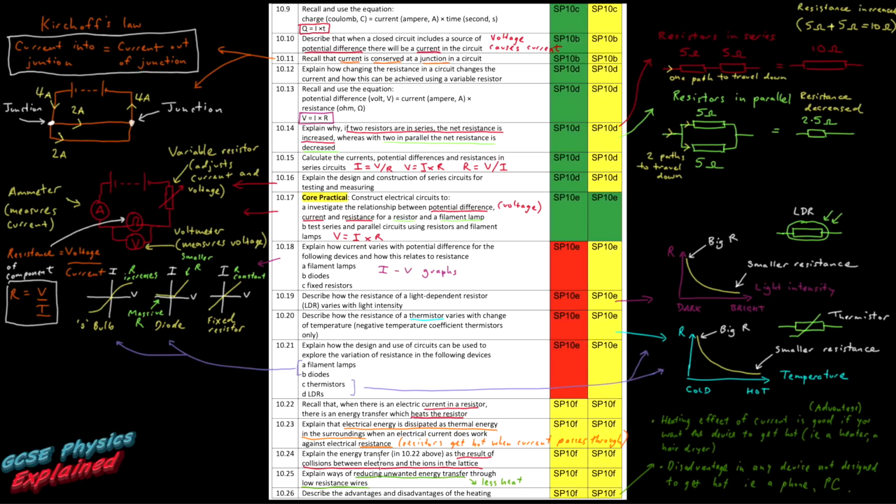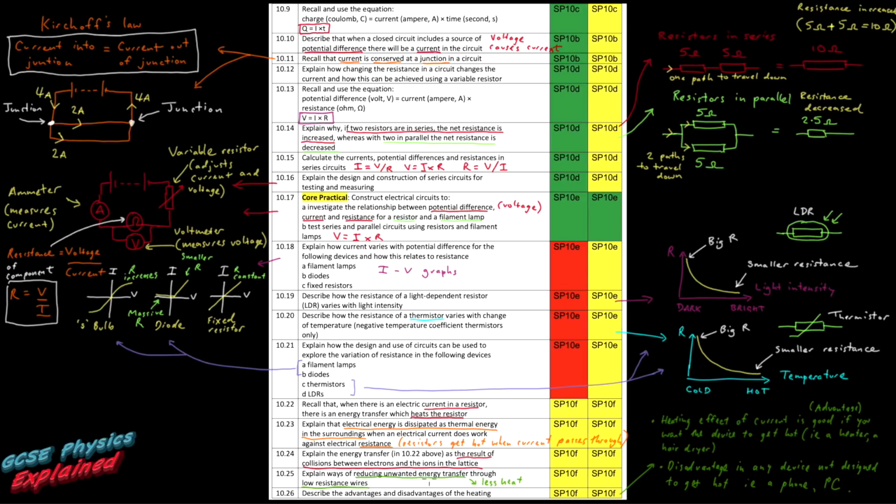Explain the energy transfer in 10.22 above as the result of collisions between electrons and the ions in the lattice. So in other words, resistors get hot because as the current tries to go through the resistor, the little electrons bump into the metal ions in the resistor, and that causes friction, which causes heat. It's only worth 1 mark, so I'd be very doubtful if you need the explanation I've just gave you.